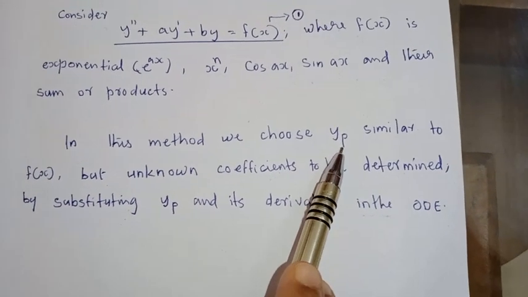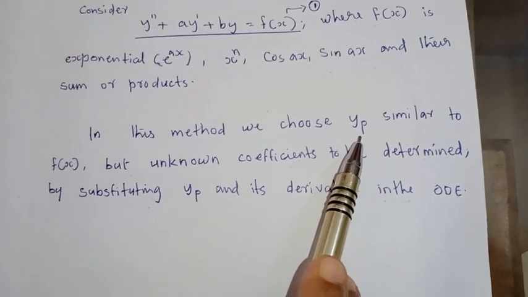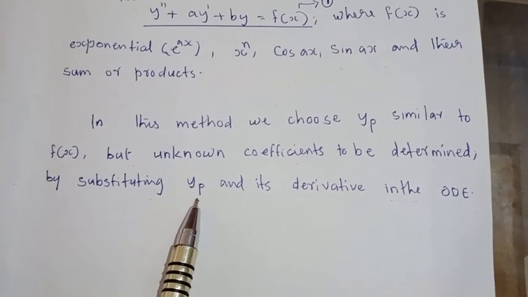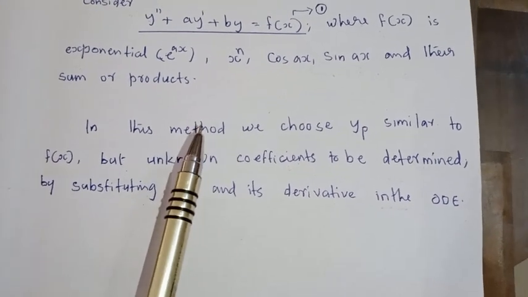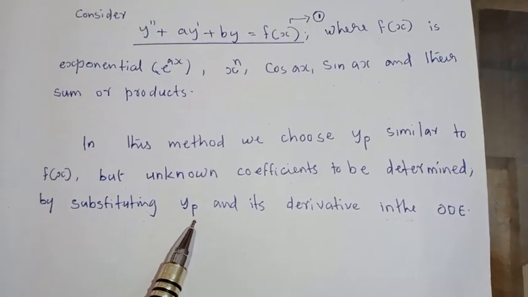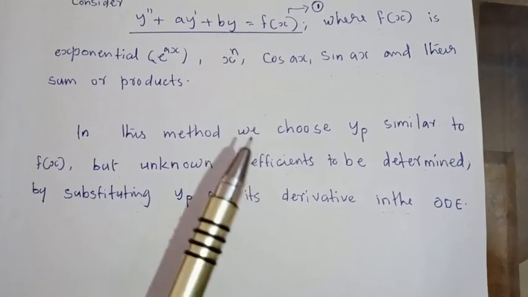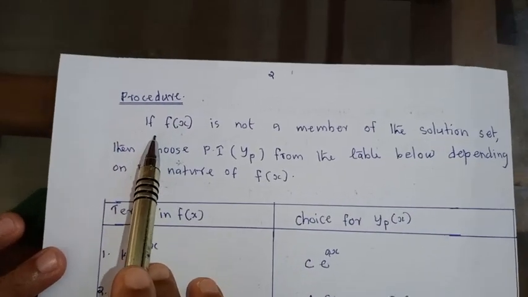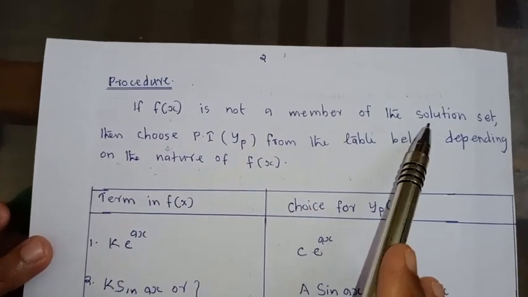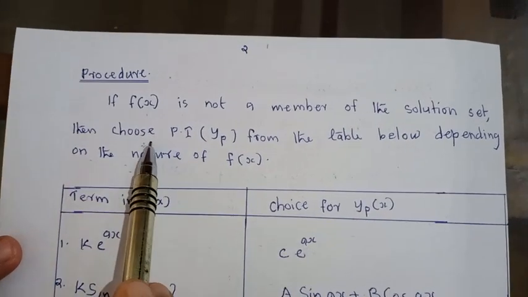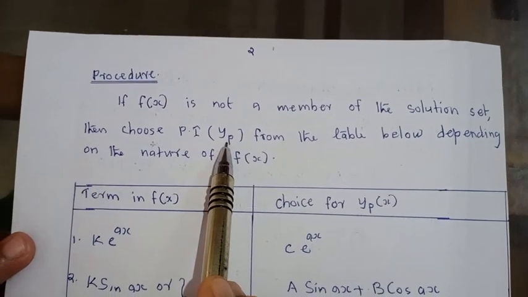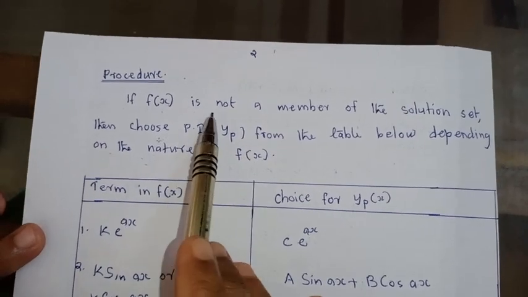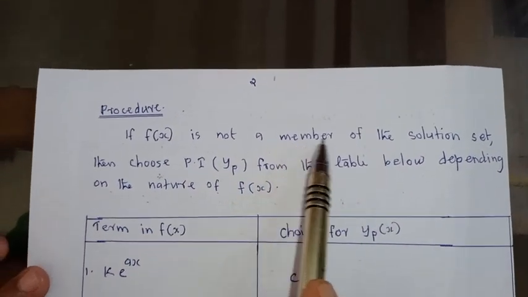So you select yp according to the function f(x) given, find its derivatives yp' or yp'', whatever is contained in your differential equation. You calculate yp' and yp'' and substitute in the given differential equation. The procedure: if f(x) is not a member of the solution set, then choose yp from the table below depending on the nature of f(x). See the words, if f(x) is not a member of the solution set.